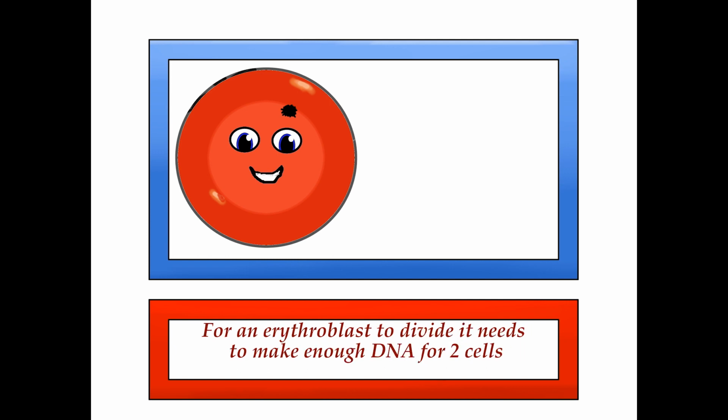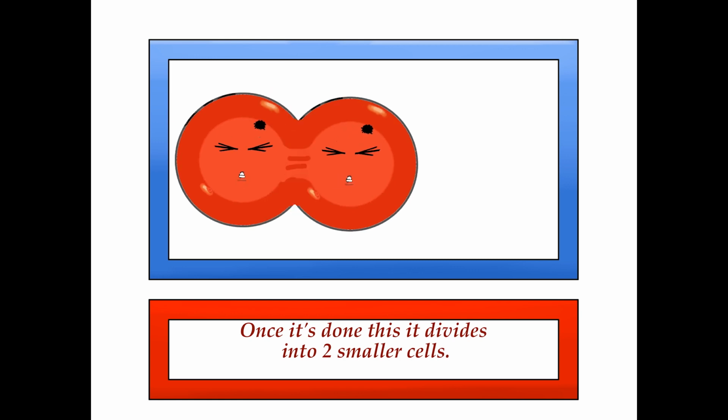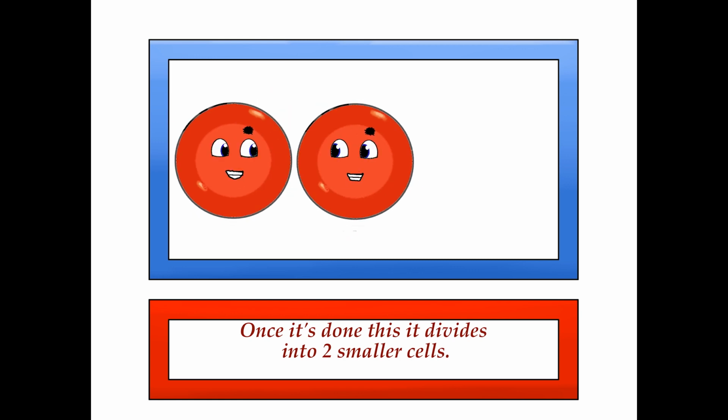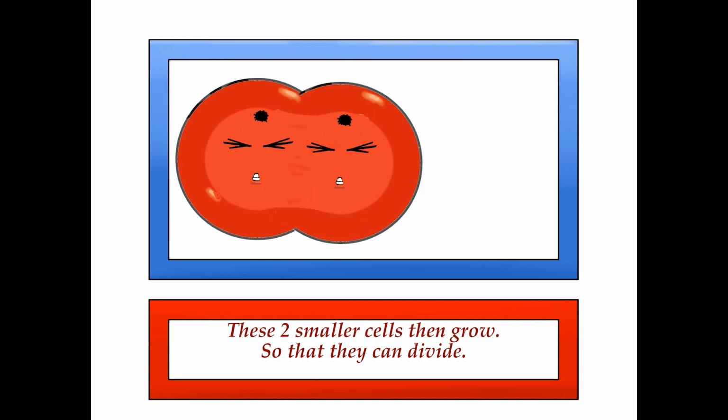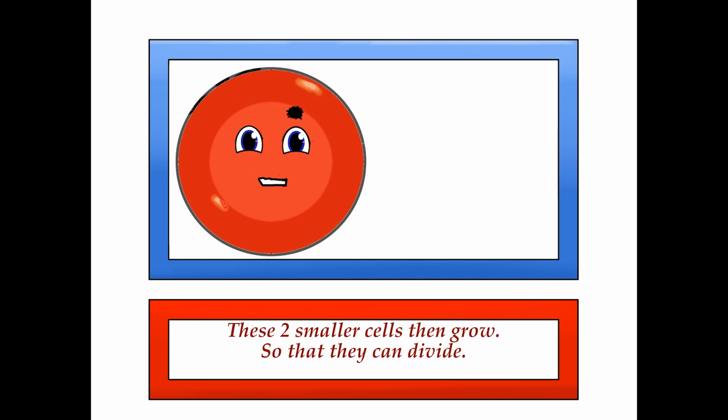For any cell to divide, you need to be able to make enough DNA for two cells. Once this happens, the cells divide and you get two smaller, almost identical cells. These then grow until they're big enough to divide again. So the cycle continues with dividing and growing, dividing and growing.